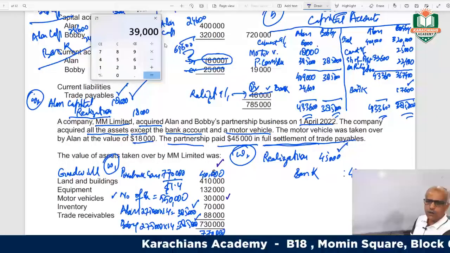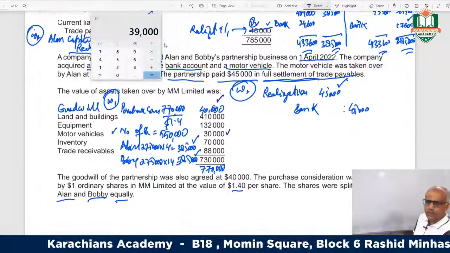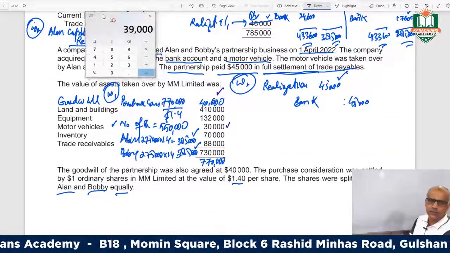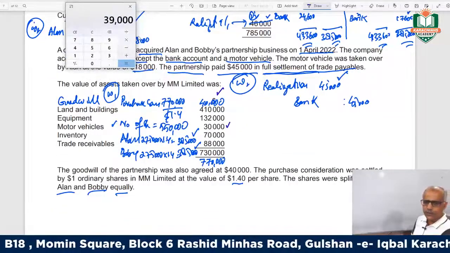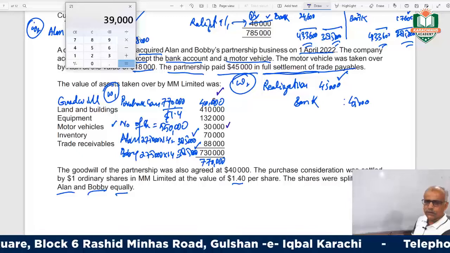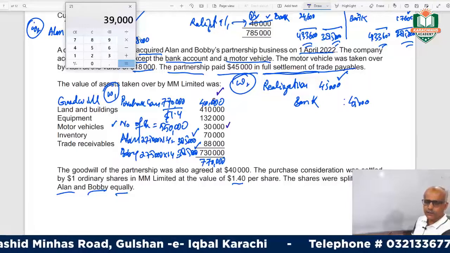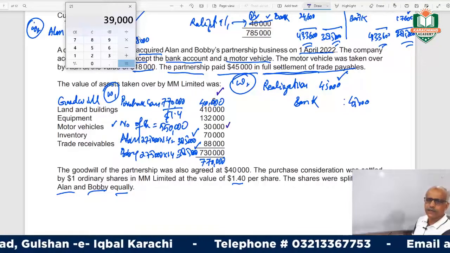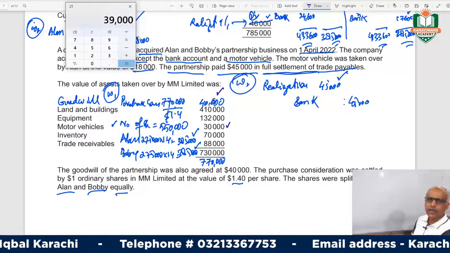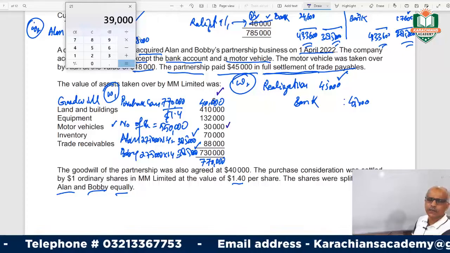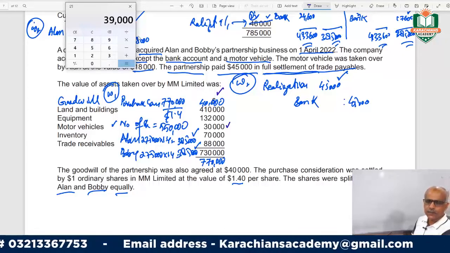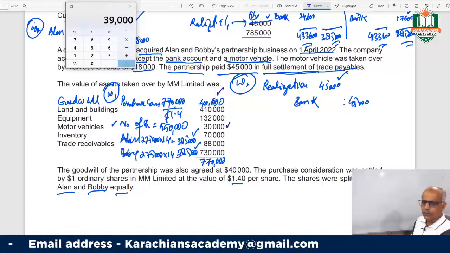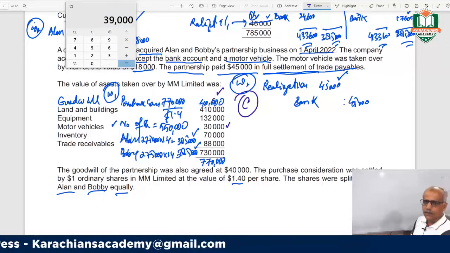So now, in the last discussion we already worked this out: they are buying 730,000 of the assets and they are paying 770,000. They are paying 40,000 more, and this is basically the goodwill they are paying to the partnership business, right? So how will this be recorded in the books?